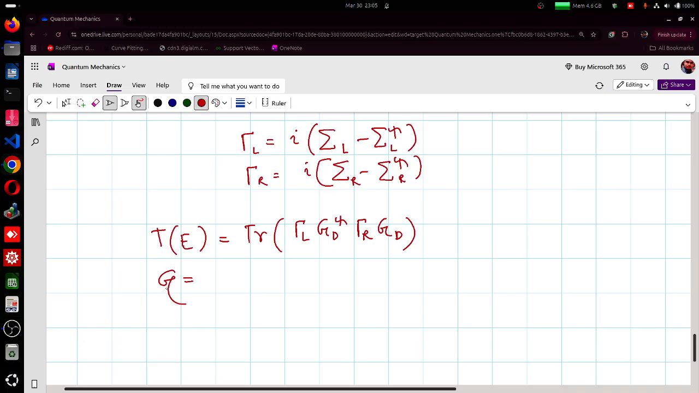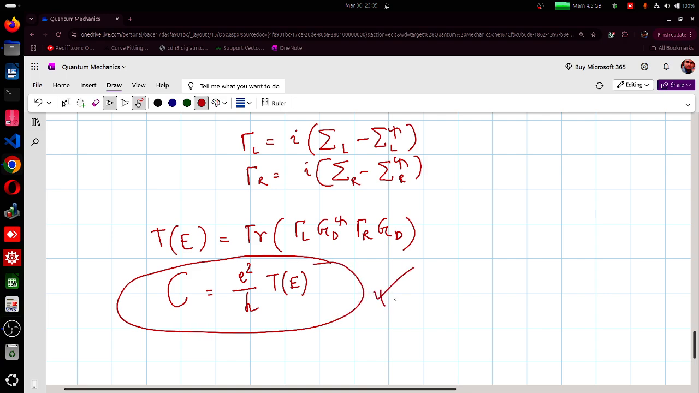you will just put this into the conduction formula. Here G is not the Green's function. Suppose I write C for the conductance: C is e squared by h times T. You will get the conductance by this. Okay, this is the procedure.